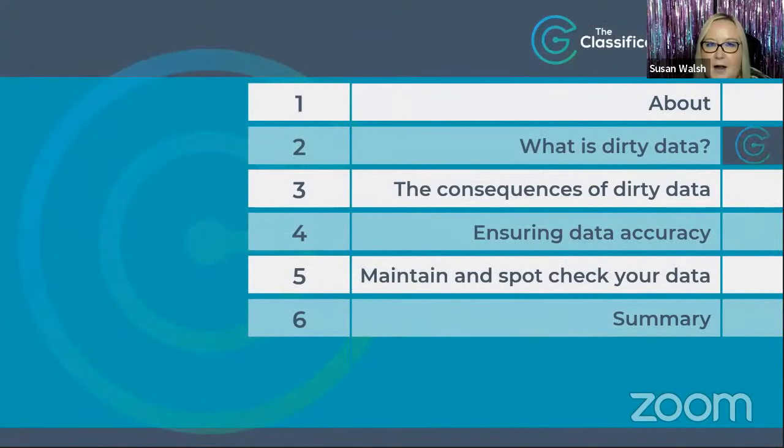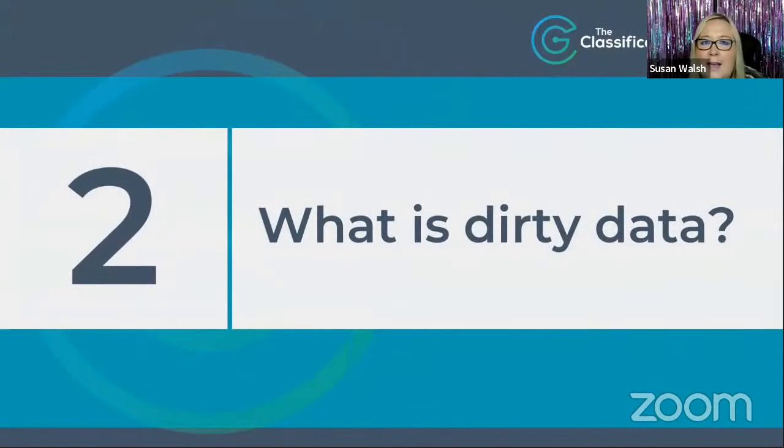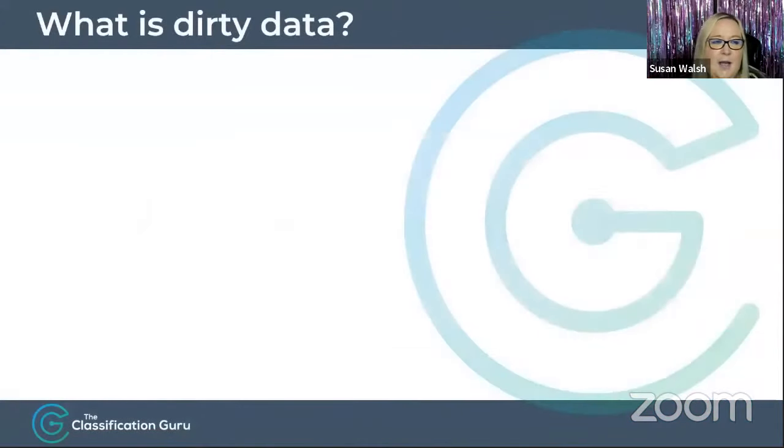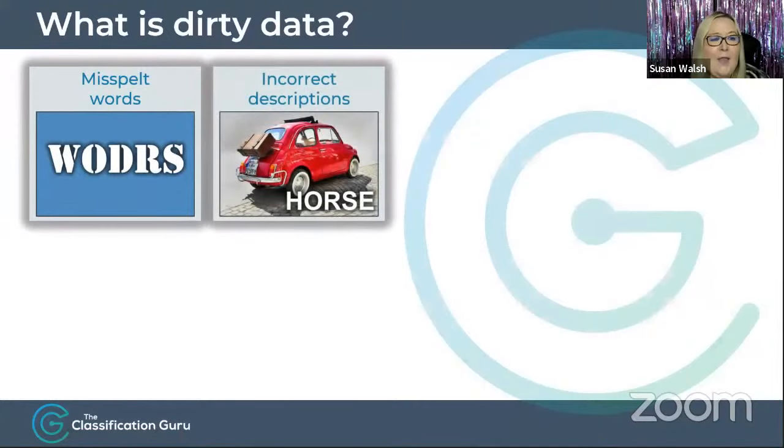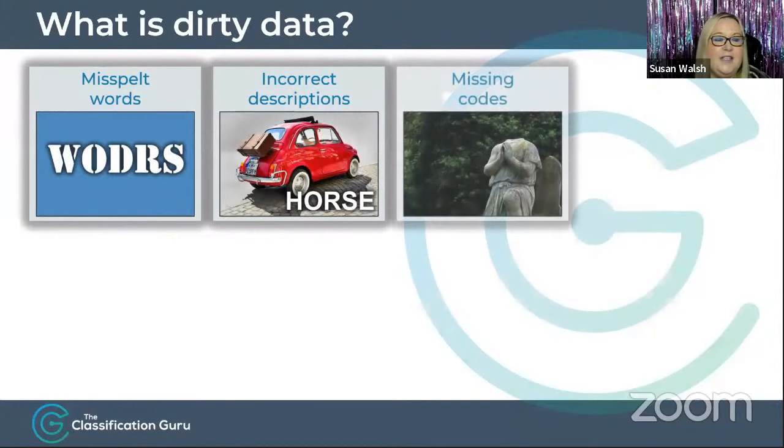What is dirty data? And depending on where you are working, that might be different things to different people. But it can be things like misspelt words. I see that all the time in description columns. I see it in product descriptions, products that have been set up on systems, CRM systems, people's names, company names. It's everywhere. And then there's things like incorrect descriptions too, which when you're using AI and ML, if you don't have those descriptions right, it's going to be learning from the wrong stuff. And then there's things like missing codes. Information might just be missing, and then you could end up having multiple versions of the same product.